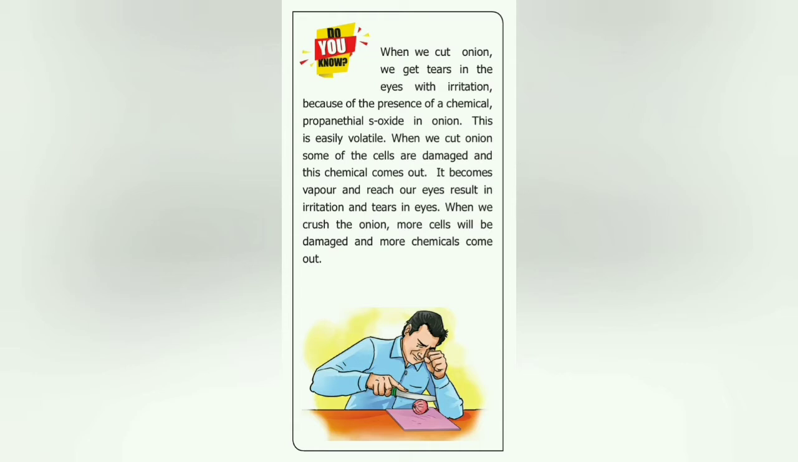When we cut the onion, some of the cells are damaged and this chemical comes out. Finally, it becomes vapor and reaches the eye, resulting in irritation, and we thus get the tears. When we crush the onion, more of the cells will be damaged and more chemicals come out. That's why we get tears continuously. This is the reason why we get tears while cutting the onion. The chemical present in the onion is propanethial S-oxide.